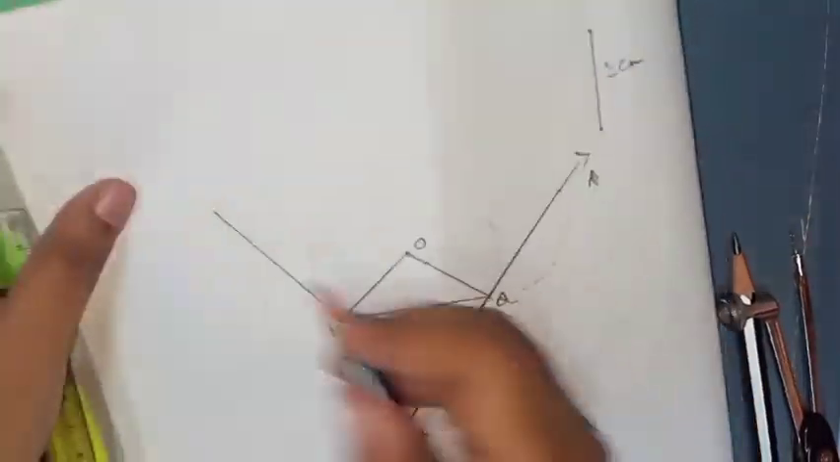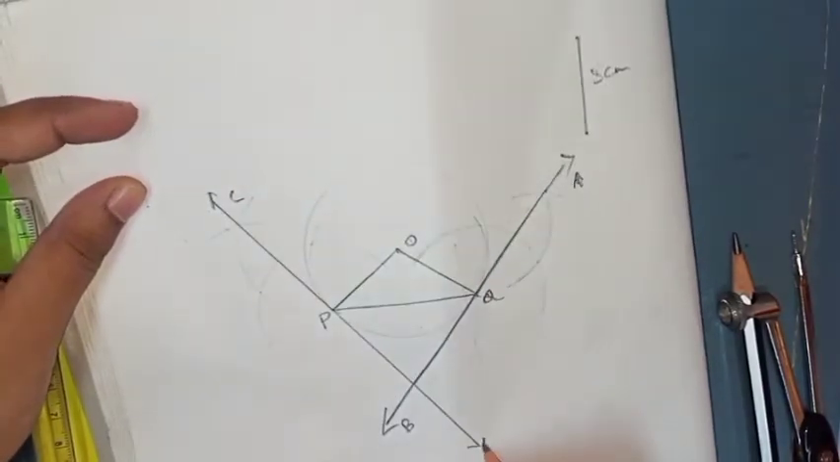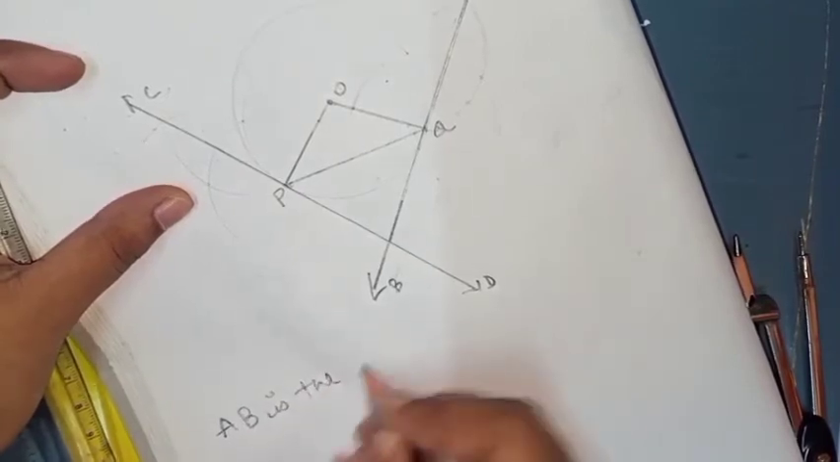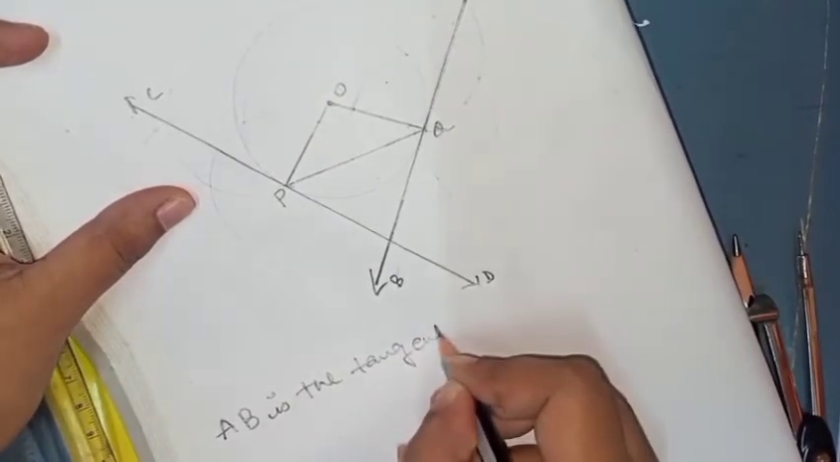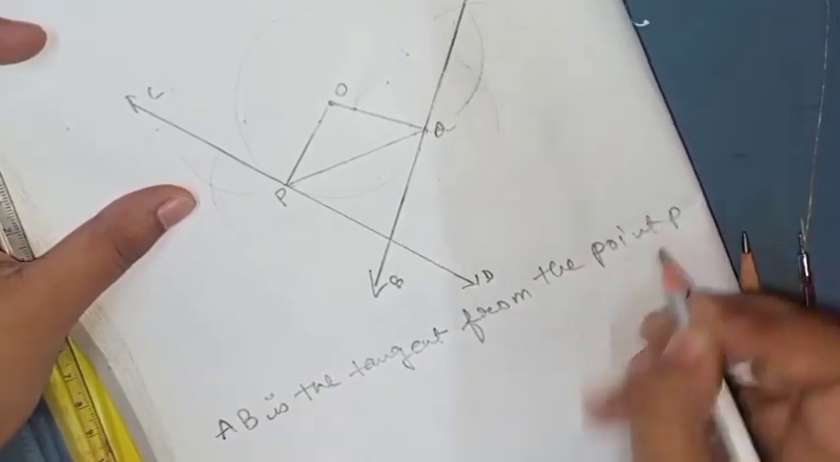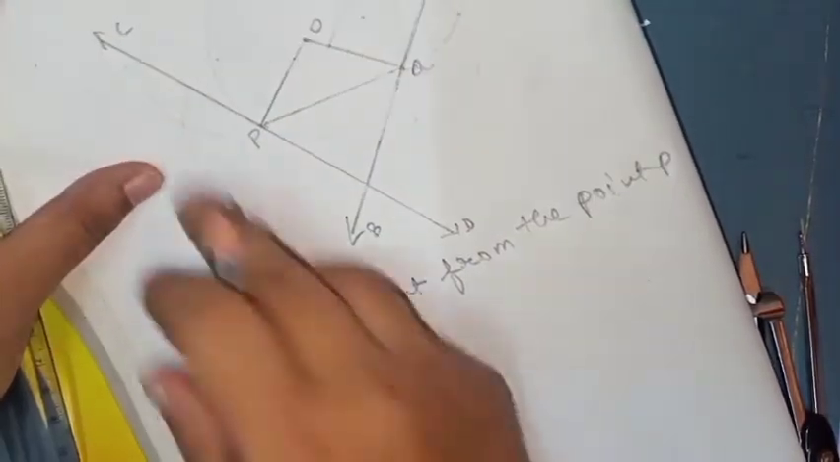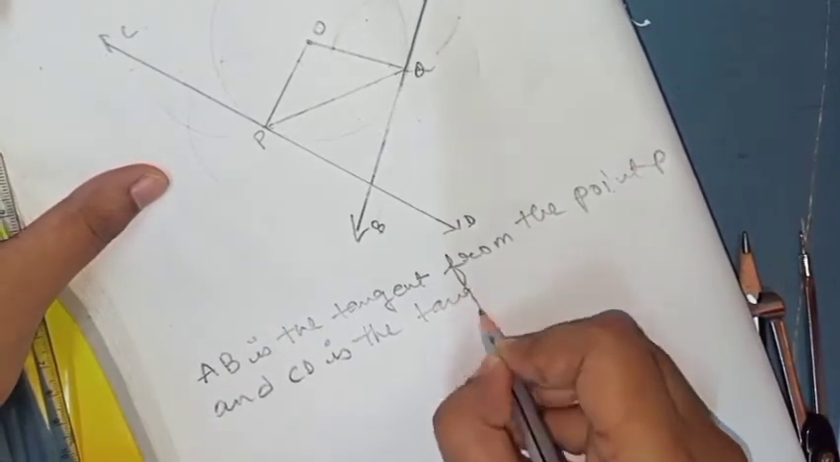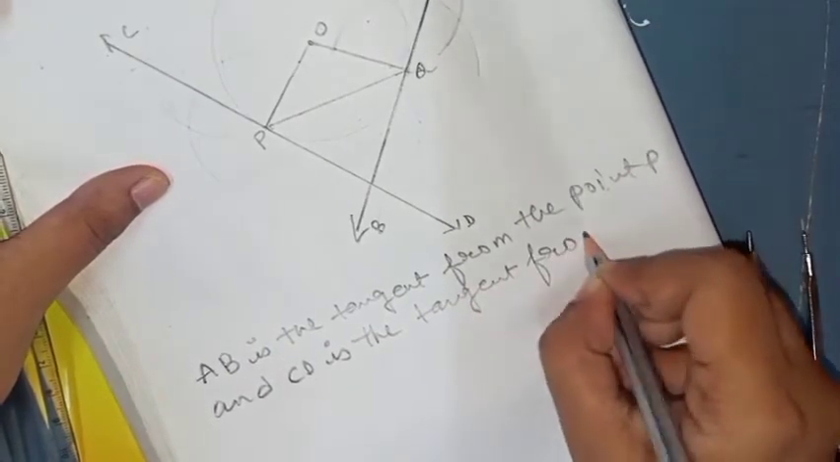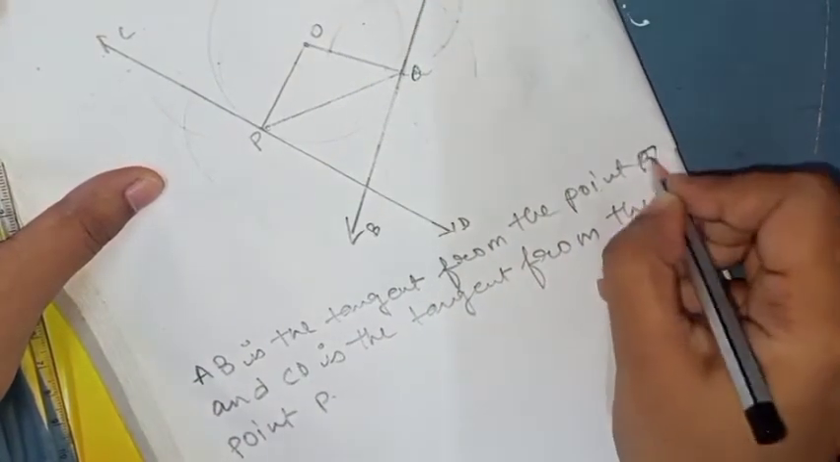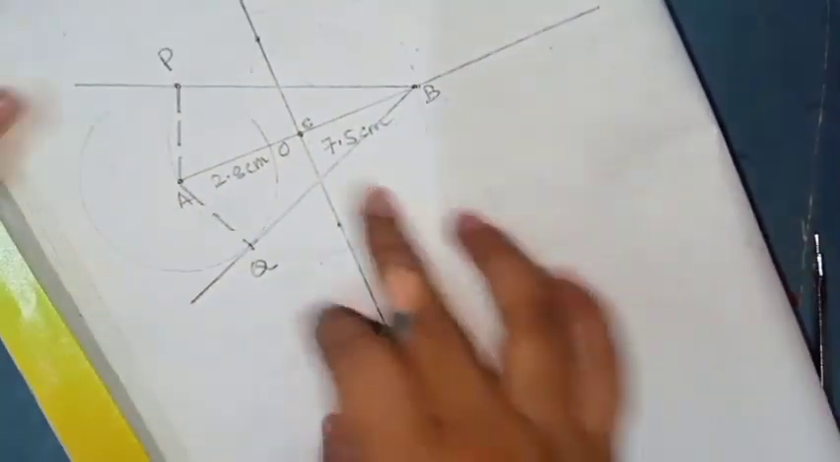Okay, so I am giving names C and D. You can write AB is the tangent from the point Q and CD is the tangent from the point P. This one is Q, this one is P. Okay, you can write in each one if you want to write that.